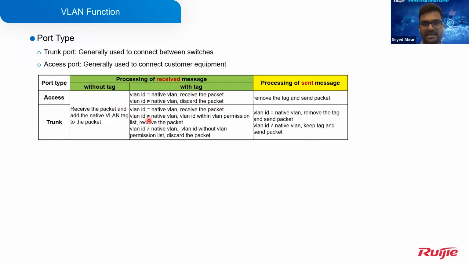But if the VLAN ID is not equal to the native VLAN, and the VLAN ID is in the VLAN permission list, it will receive and process the packet, removing the tag when sending. And if the VLAN ID is not equal to the native VLAN and is not in the VLAN permission list, it will discard the packet. So I hope everyone knows about access and trunk. I'm just giving some hints about it.